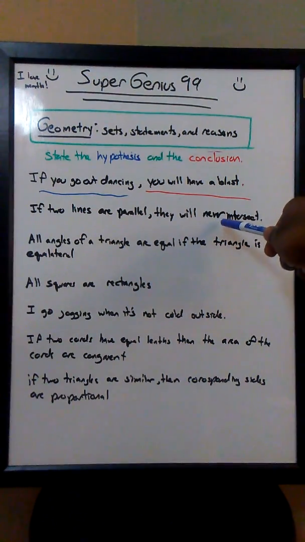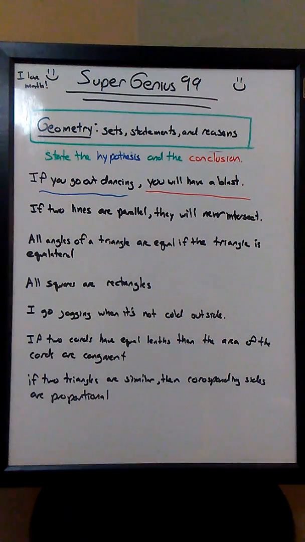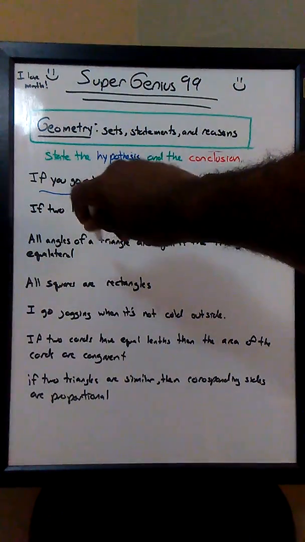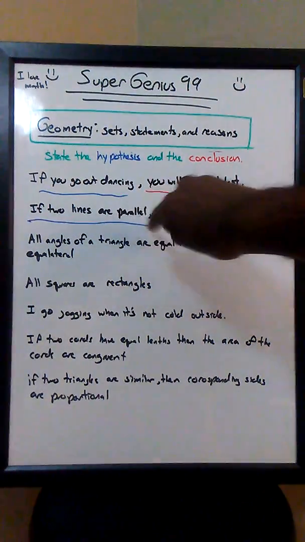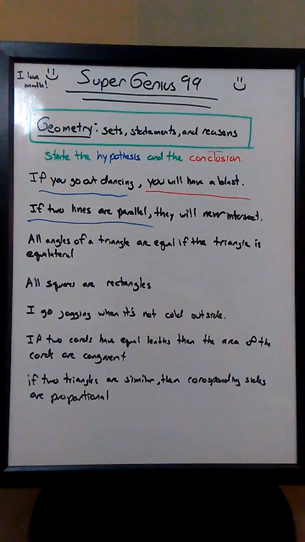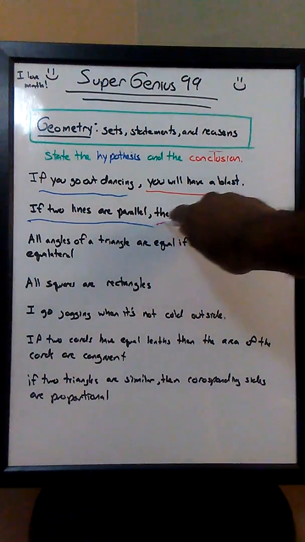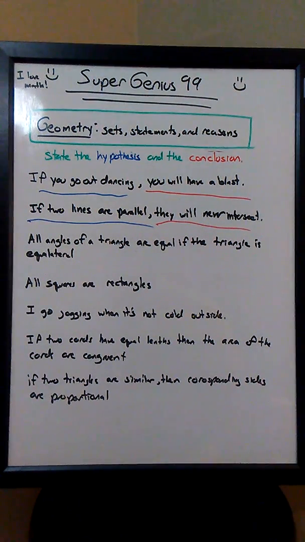If two lines are parallel, they will never intersect. So what is your hypothesis? Pretty simple. If two lines are parallel, what's the conclusion? They will never intersect. So hypothesis usually can be, usually is the if statement. Let's look at the next one.